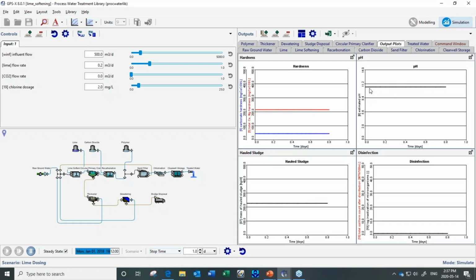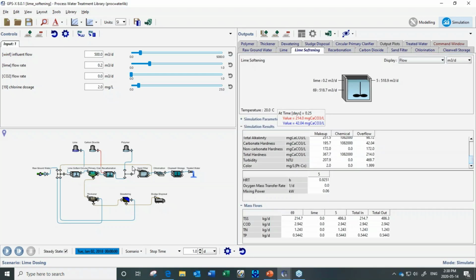So you can see that the pH right now, since we are only adding lime, is pretty high. It's about 10.56. And our hardness has come down, basically. So hardness is now 214. So we can look at the lime softening as well here. And if I show you what's going on with the hardness, we started with 368 here. And after adding 200 liters per day of calcium hydroxide, we can get down to 214.